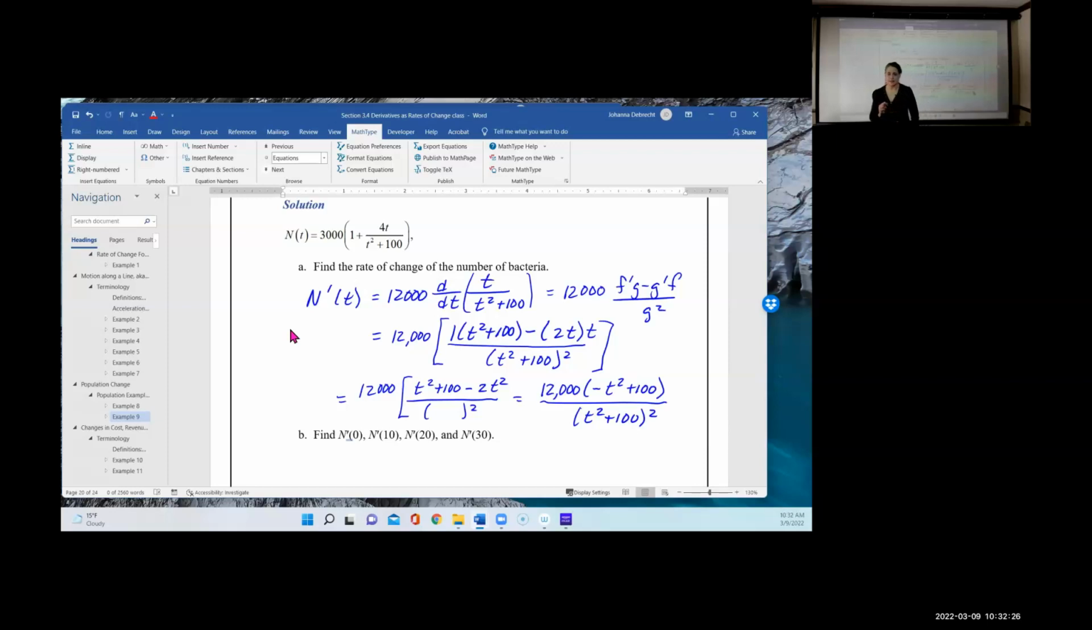Now, did I make any mistakes? I did that kind of fast. So check my arithmetic and make sure that it looks correct. I think it is correct.